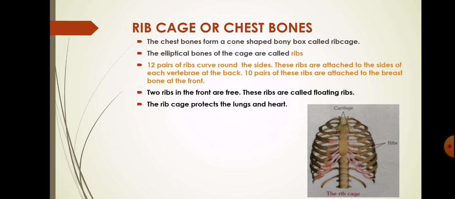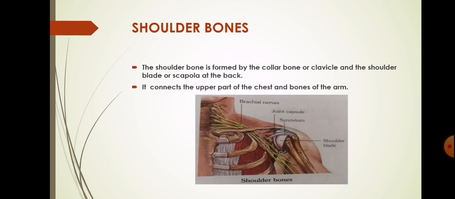Okay, the next part is the shoulder bone. The shoulder bone is formed by the collarbone, that is also called the clavicle, and the shoulder blade, or scapula, at the back. It connects the upper part of the chest and the upper bone of the arm. Means because of the shoulder bone, our upper part of the chest and the upper bones of the arm get connected with each other.